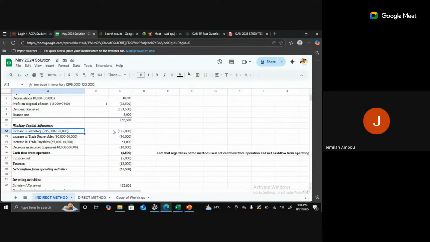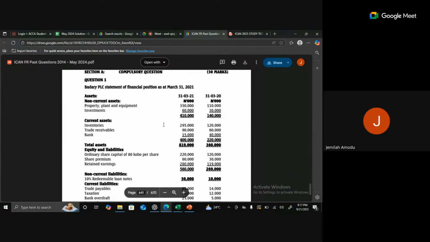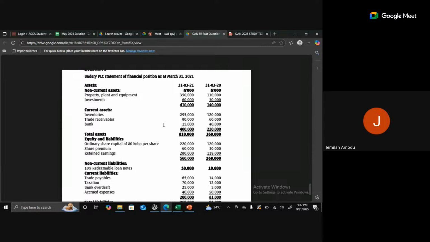And for the working capital adjustment, it's you comparing what you have as opening and closing on your income statement, right? I told you that this place deals with your current assets and current liabilities. So what I basically do is ask, okay, what's the inventory at the beginning of the period?